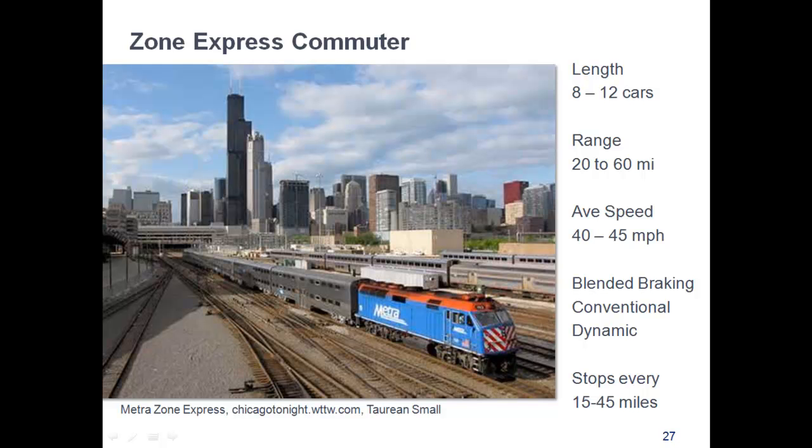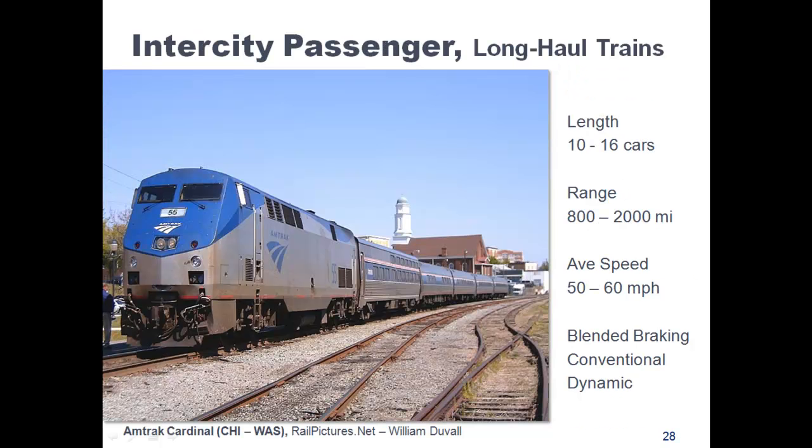For Zone Express, the average speed is 40 to 45 miles per hour and faster. Other Zone Express systems are New Jersey Transit, SEPTA, MBTA in Boston, and Metro North in New York City. Local commuter trains typically run during a broader time frame, whereas Zone Expresses run during peak rush hour only. All right, thanks. So now let's go on to the intercity passenger trains that connect 2 or more metropolitan areas.